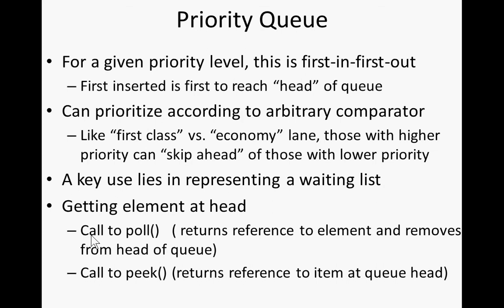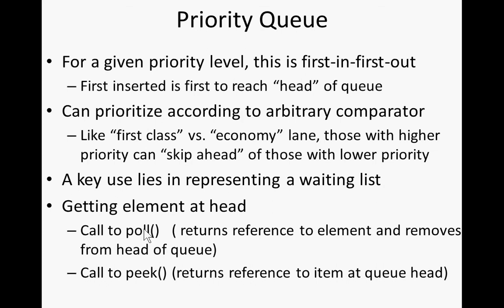And the more people that are sick, the longer the queue is, and the longer it takes to treat people, and they get treated one by one by one. So you can call poll to get the people one by one off the queue. And the beauty of it is that it maintains all these in the right order. All you have to specify is, given two people, which one is higher priority. That's all you have to specify.